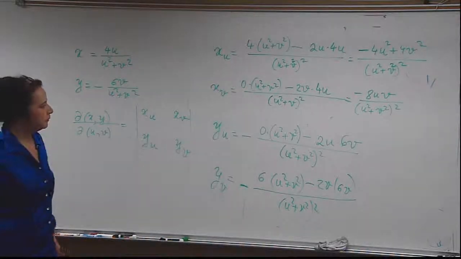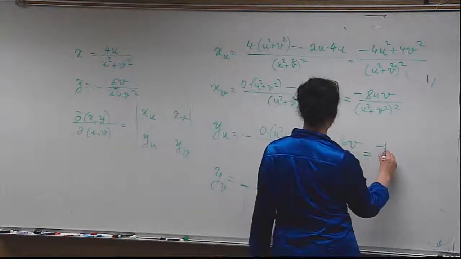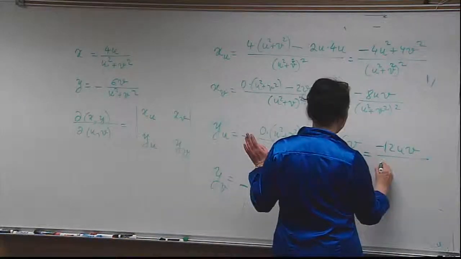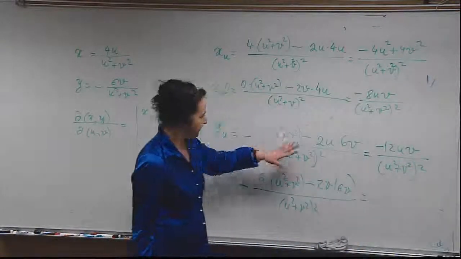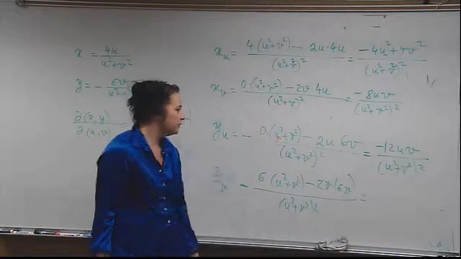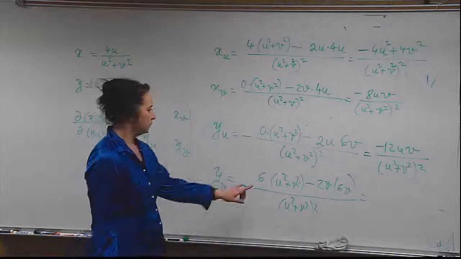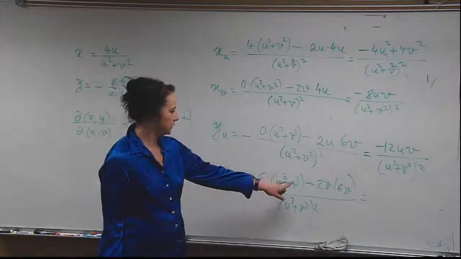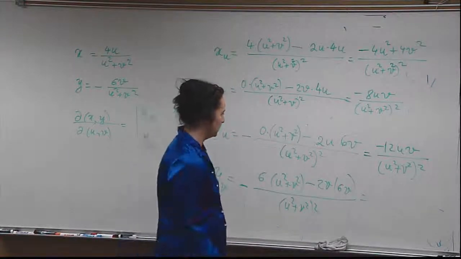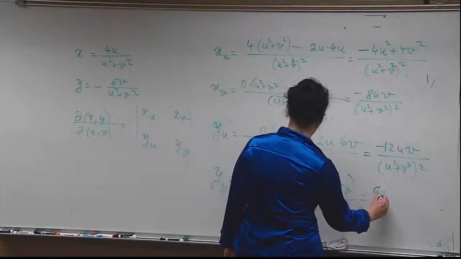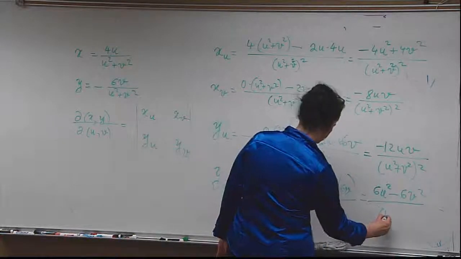Now, is it simplified? No, I will simplify in a second. You get minus 12uv. I'm not going to finish it, but we are almost done, okay? Why are we almost done? This is very easy. I mean, not very easy, but doable. How about this guy? What do you get? A 6u squared, a 6v squared, a minus 12v squared. It's not that bad. So you have 6u squared minus 6v squared over (u squared plus v squared) squared.